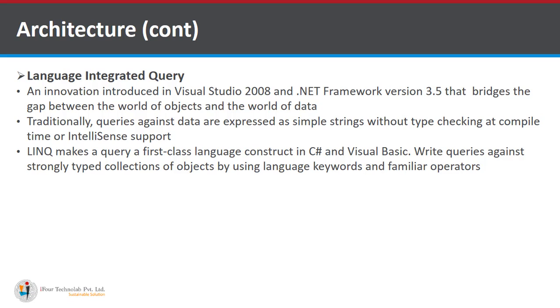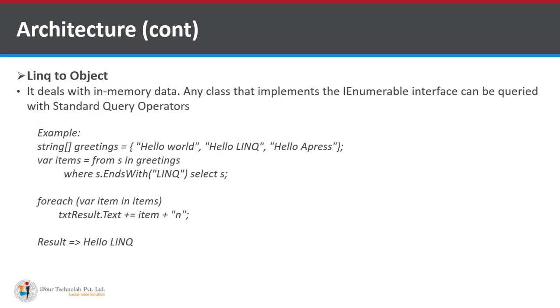Language Integrated Query is an innovation introduced in Visual Studio 2008 and .NET Framework version 3.5 that bridges the gap between the world of objects and the world of data. Traditionally, queries against data are expressed as simple strings without type checking at compile time or IntelliSense support. Linq makes a query a first-class language construct in C# and Visual Basic. You write queries against a strongly typed collection of objects by using language keywords and familiar operators.